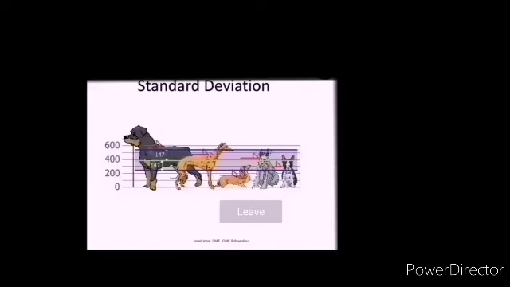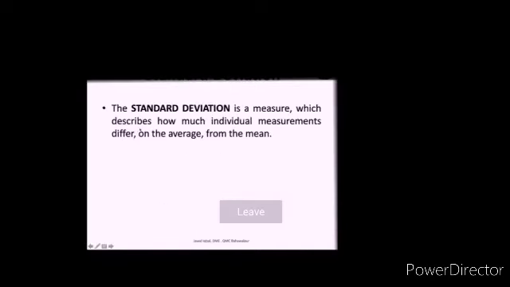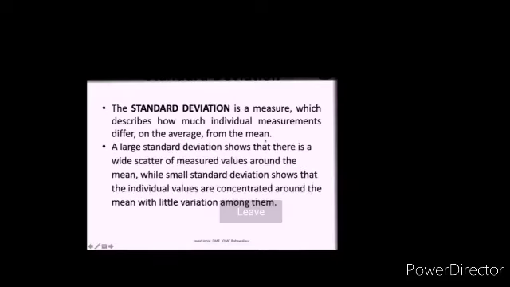और अगर हमारी वेरिएंस, उसको क्वांटिफाई कैसे करना है, डोंट गेट कंफ्यूज्ड, you will shortly understand what I am saying. So the standard deviation is a measure which describes how much individual measurements differ on average from the mean. ये बात मैंने आपको बता दी है. A large standard deviation shows that there is a wide scatter of measured values around the mean, while small standard deviation shows that the individual values are concentrated around the mean with little variation amongst them.